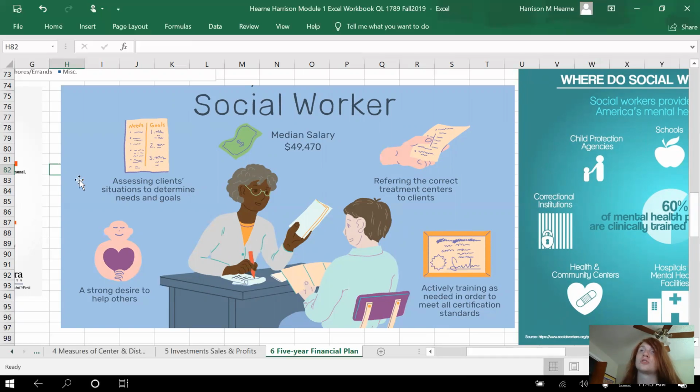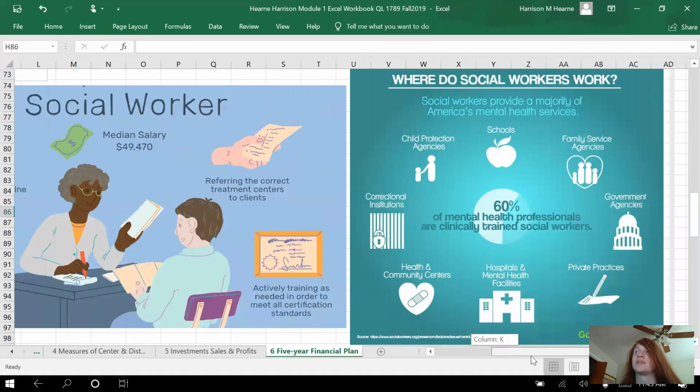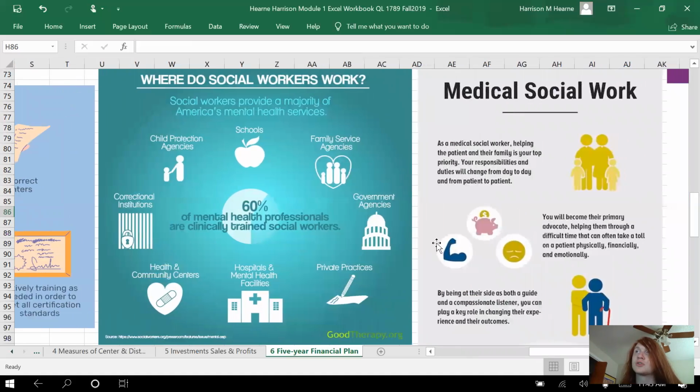So social workers are constantly attending new seminars and new classes to be able to keep up to date with the field and to make sure that they're able to provide the best help to every single client that they can. So here's a few examples of various places that social workers work.